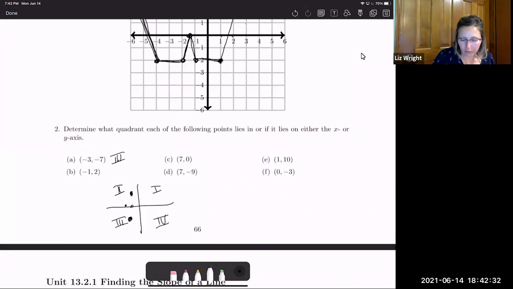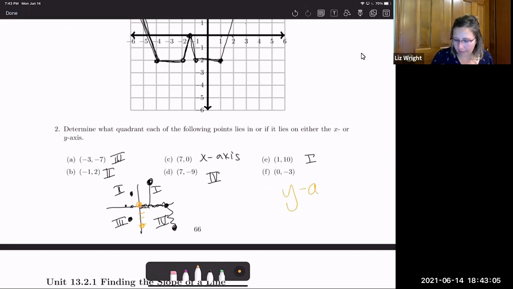-1, +2, that's going to be quadrant 2. 7, 0, so that's going to be +7, 0, that's going to be on the x-axis. Then 7, -9, that's going to be quadrant 4. +1, +10, that's going to be quadrant 1. And then our last one of 0, -3, we go 0, and then we go down 1, 2, 3. That's going to be the y-axis.